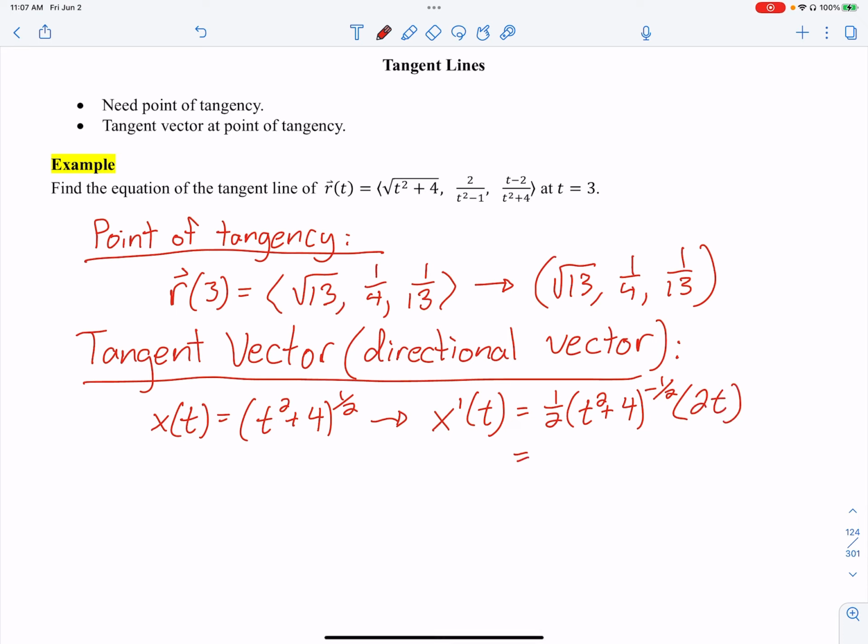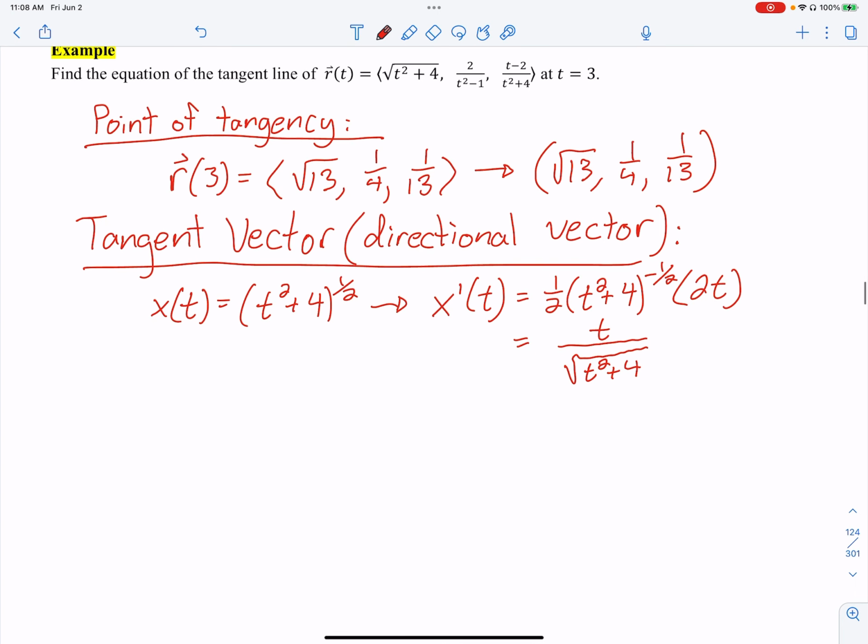The 2's are canceling. I get a t on top, and then I get a square root of t squared plus 4. Sorry for my squiggle lines there. It gets kind of hard to make these little straight lines. So that's what x prime of t is.